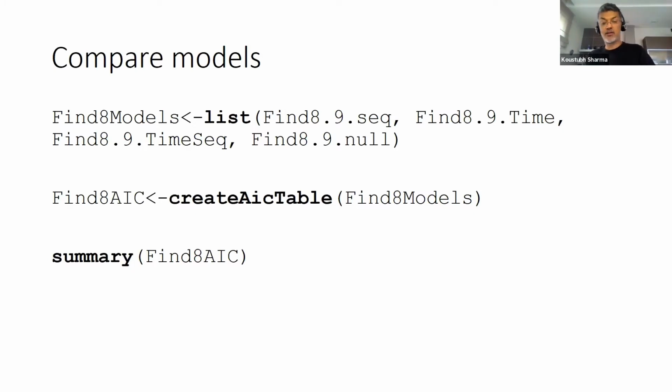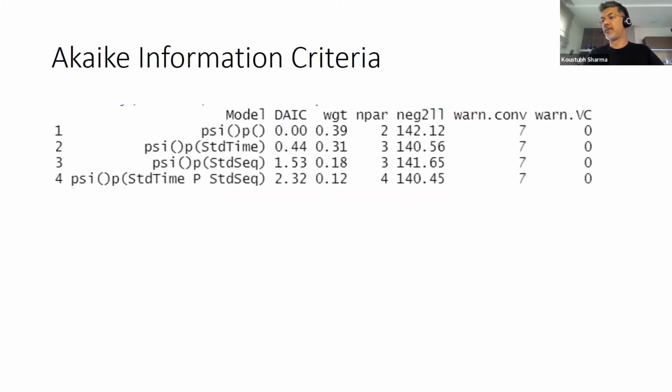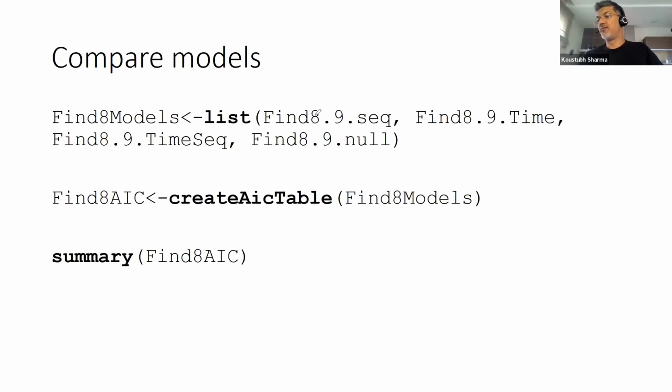How do you do it with your occupancy data set? It's again a very simple thing. All the models that you have run so far. Now, you remember we ran these 3-4 models here. First model was psi(.) p(sequence), then psi(.) p(time), and then psi(.) p(time + sequence). We go back to the same 3 models, and when we look at the output, we list them all together. Sequence, time sequence, and also null.